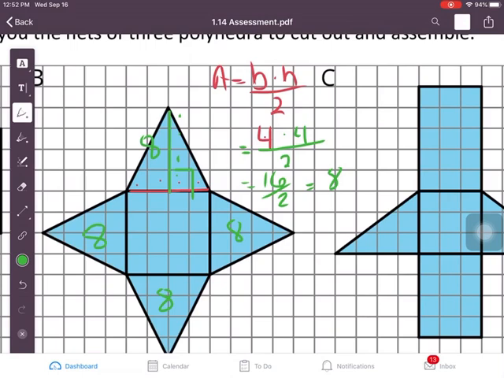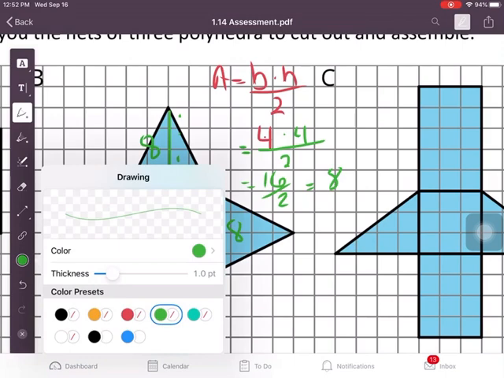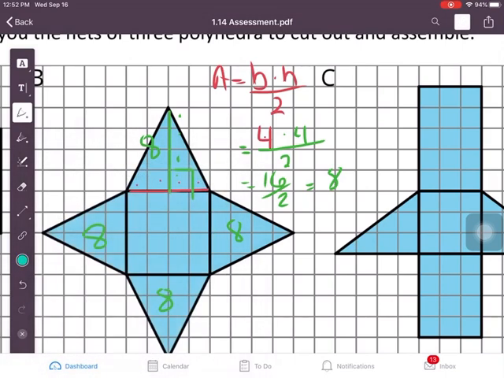And now I've got the area inside, so I need to find the area for my base. So for this rectangle right here, the formula for area of a rectangle is area equals length times width. So my length is 1, 2, 3, 4, and my width is 1, 2, 3, 4. So area equals 4 times 4, which we already did that math. Area equals 16.